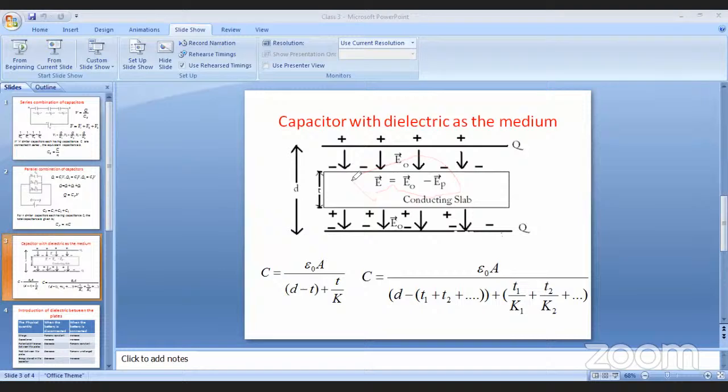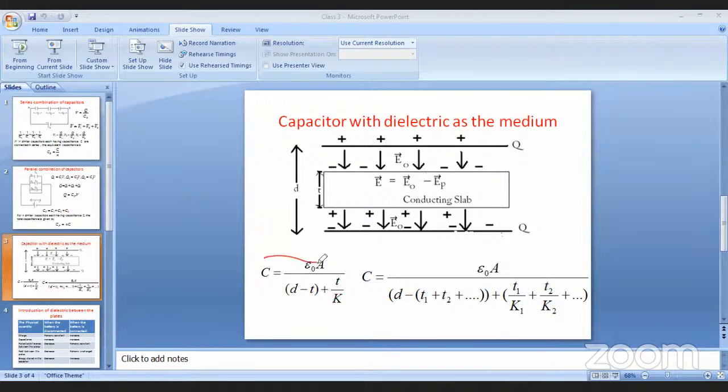That is, the opposing field, or the field due to polarization, actually reduces the actual electric field. So if the thickness of this dielectric slab is given by small letter t, and the distance between the two plates is given by small letter d, what is the capacitance value for this parallel plate capacitor with the dielectric material of thickness t and dielectric constant capital K introduced here? What is the capacitance value?